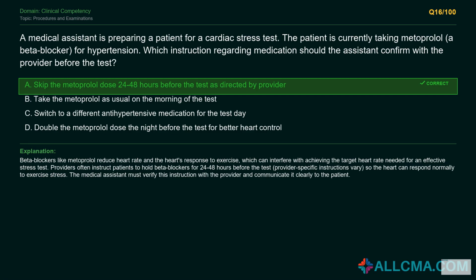Providers often instruct patients to hold beta blockers for 24 to 48 hours before the test. Provider-specific instructions vary, so the heart can respond normally to exercise stress. The medical assistant must verify this instruction with the provider and communicate it clearly to the patient.